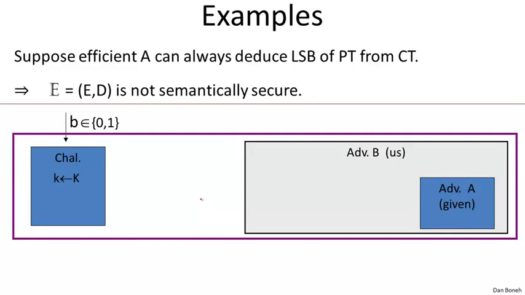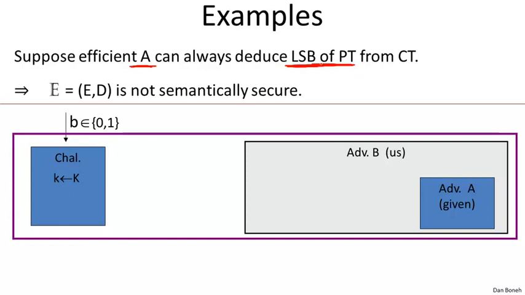The first example is, suppose we have a broken encryption scheme. In other words, suppose we have an adversary A that somehow, given the ciphertext, is always able to deduce the least significant bit of the plaintext. So given the encryption of M0, this adversary is able to deduce the least significant bit of M0. That's a terrible encryption scheme because it leaks the least significant bit of the plaintext just given the ciphertext. I want to show you that the scheme is therefore not semantically secure. That shows that if a system is semantically secure, then there is no attacker of this type.